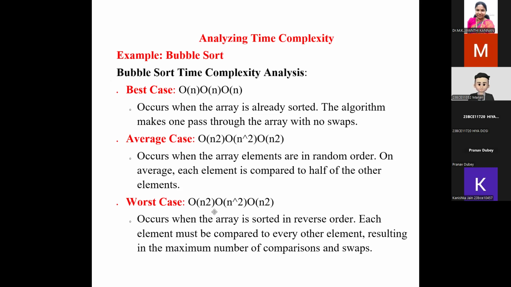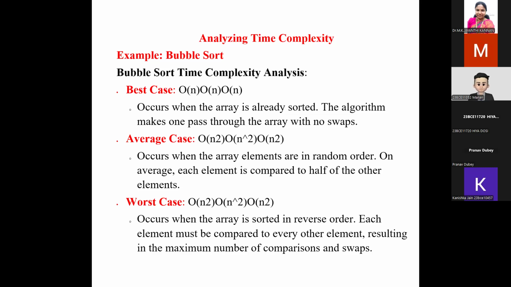In the worst case, the algorithm is order of n square. It occurs when the array is sorted in reverse order. We are looking for ascending order, but the numbers are in descending order. Then that is the worst case. Each element must be compared to every other element, resulting in the maximum number of comparisons and the maximum number of swaps. So you got the idea?